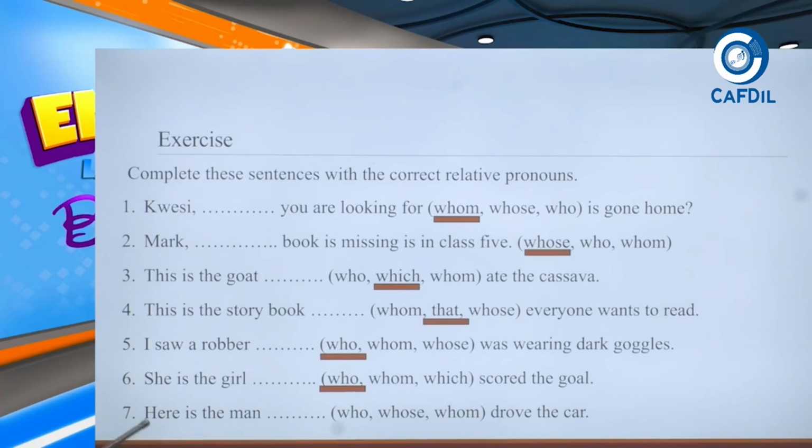Well done. 7. Here is the man, dash. Again, we have who, whose, whom in the bracket, drove the car. We are going to select the right relative pronoun to complete the sentence. Which of them do you think will be the right one? Here is a man who drove the car. Good.